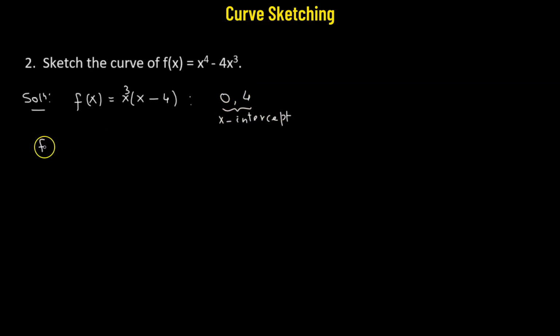Next, we take the derivative of our function with respect to x. This is going to give us 4x cubed minus 12x squared. If we write it in terms of its factors, we have 4x squared times x minus 3. We'll equate this to 0 in order to obtain the critical points, which will be 0 and 3. So these are the critical points.